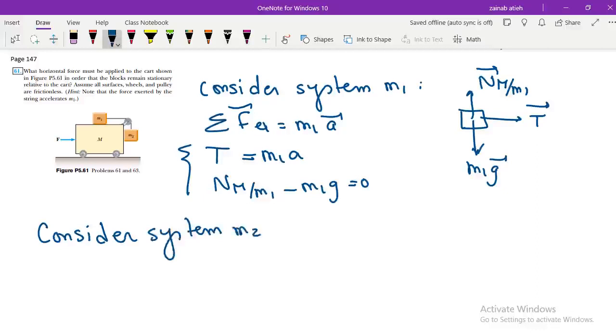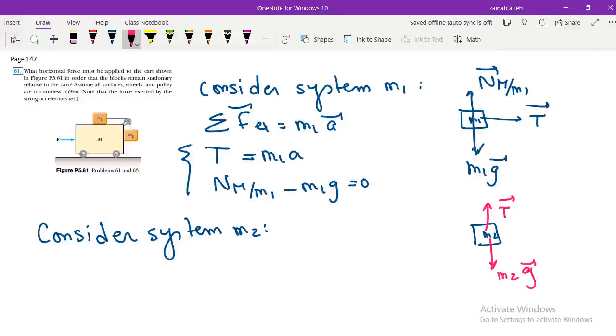For M2, I will draw the forces acting on M2. This is M2. This is M1. On M2, what forces do I have? I have tension. Tension is upward. This tension is the same tension that was applied on M1. Why? Because our pulley is massless and the string is inextensible and massless. So this tension is the same as the one above. It has the magnitude M1A. And we have also the weight, which is M2G.